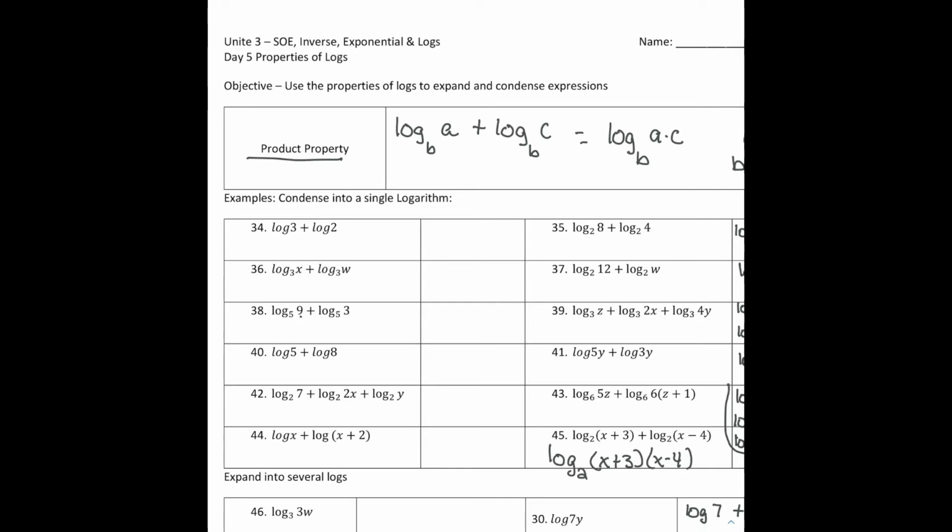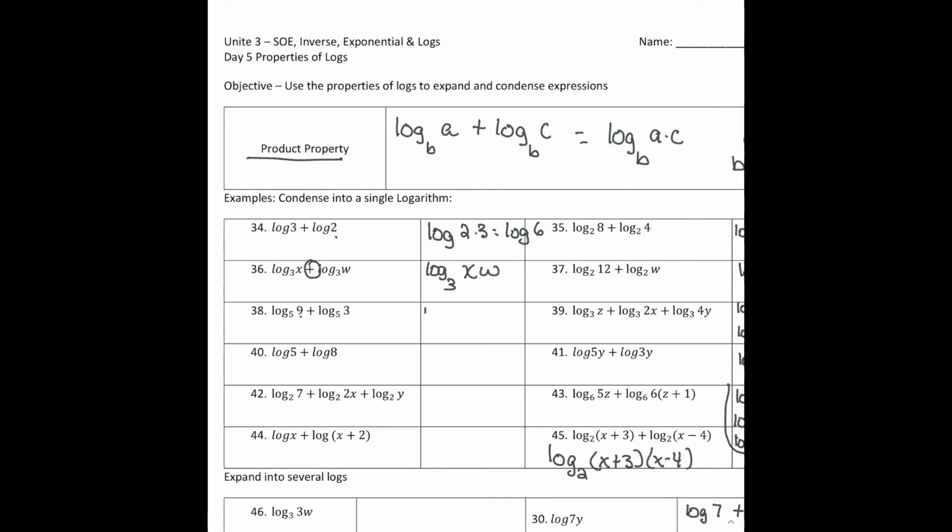So for number 34, we have log 3 plus log 2. Okay? So in this case, a is 3, c is 2, and b is 10 because this is common log. So we can write this as log, common log, of 2 times 3, which is the same as saying log of 6. Excuse me. 36 is similar. It's just log base 3. Since we're adding, we're going to multiply the arguments, x times w.